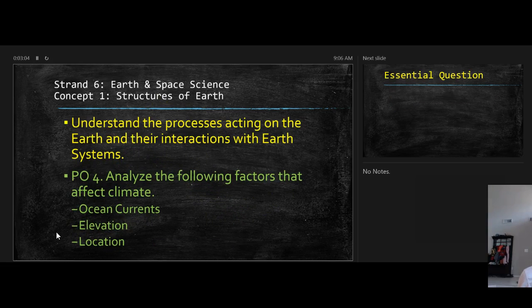Standards are very much the same as they have been for a while. It says understand the processes acting on the Earth and their interactions with Earth systems, and specifically, we're looking at factors that affect climate, like ocean currents, elevation, and general location, like latitude-wise on a map.